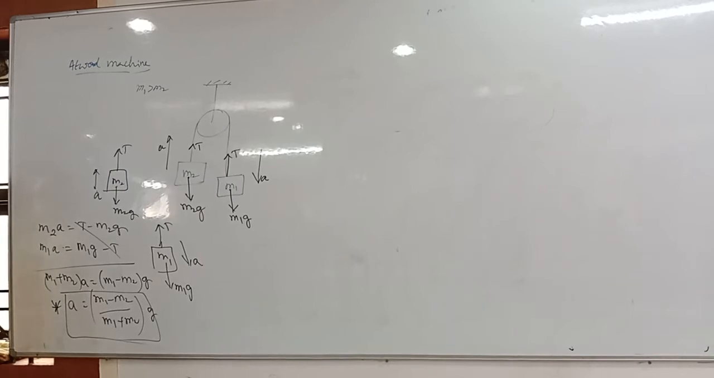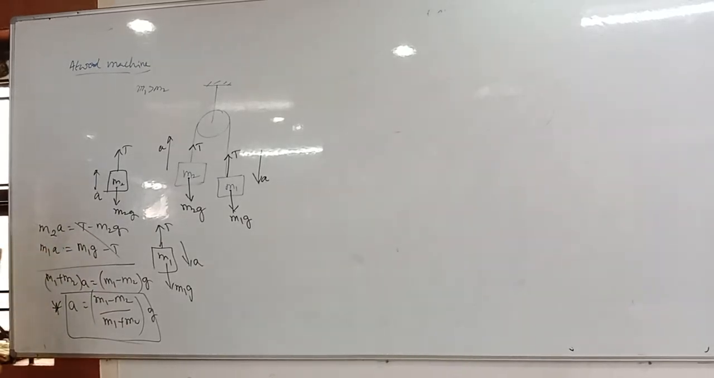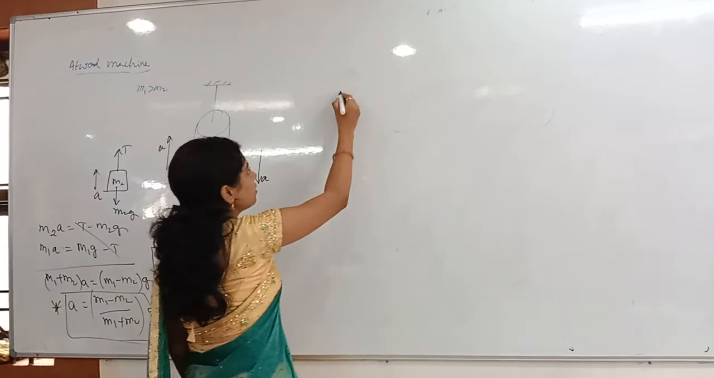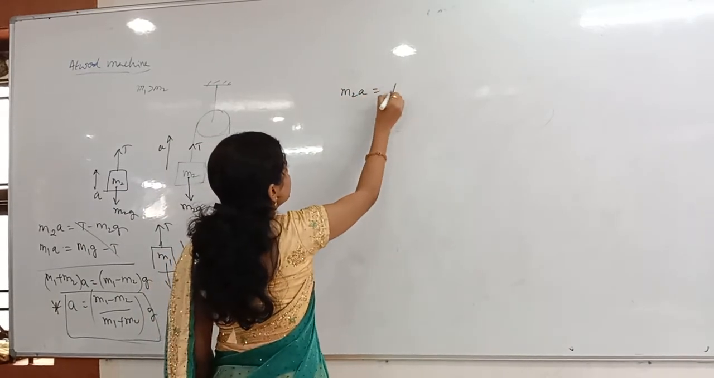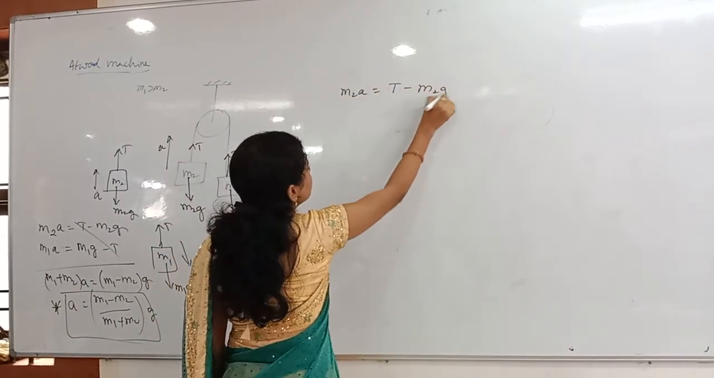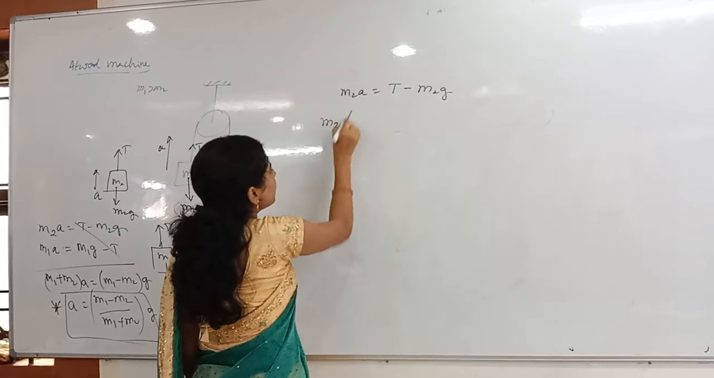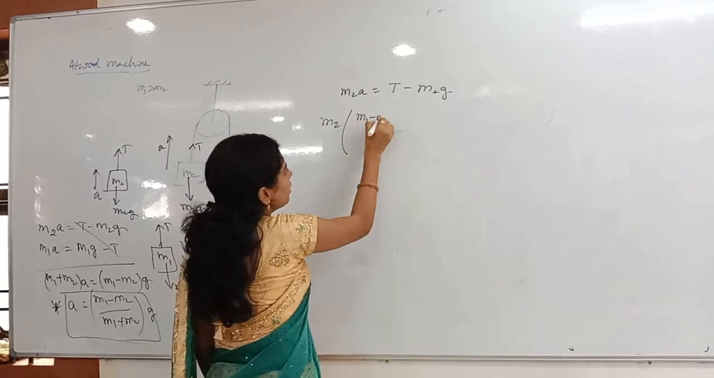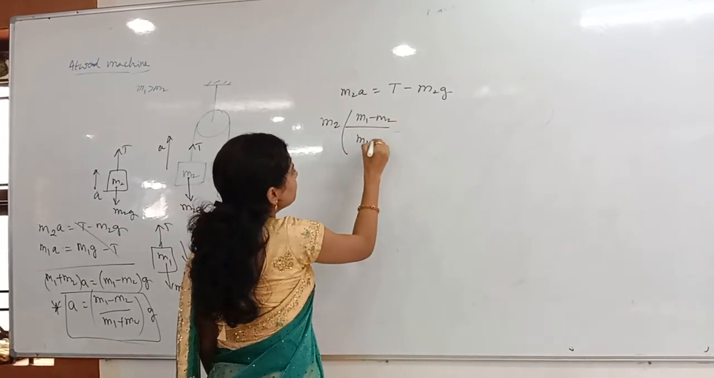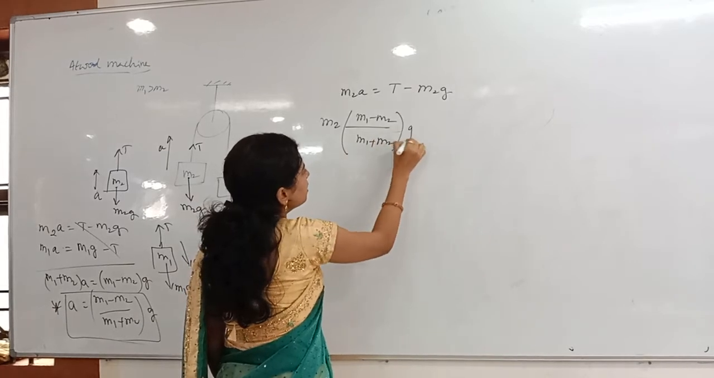Now I want to get the tension. What I have to do is substitute this acceleration in any one of the equations. Any equation that might be. So I will take the first equation. What is the first equation we got? M2A is equal to T minus M2G. M2 into, what is the A value we got? M1 minus M2 by M1 plus M2 into G.